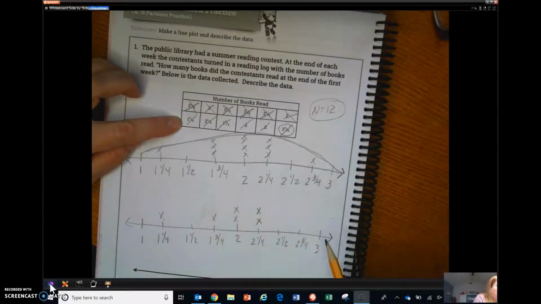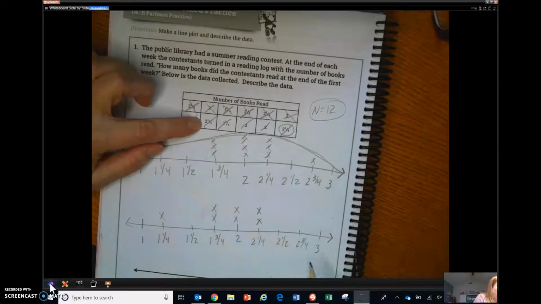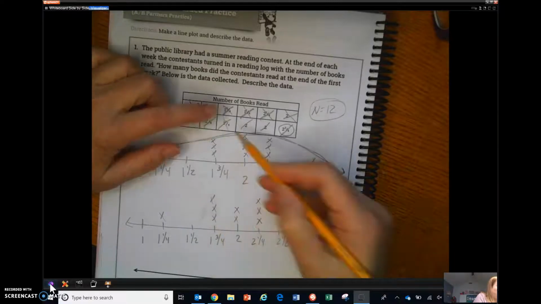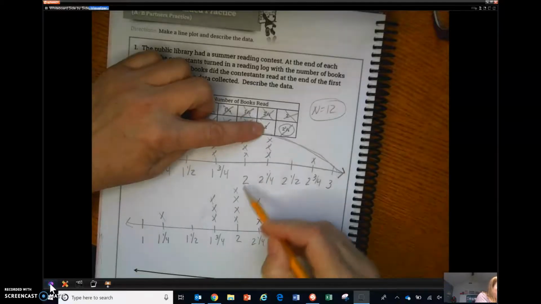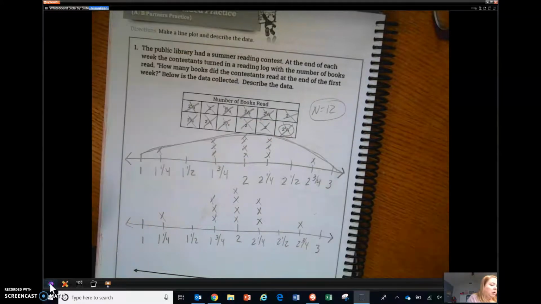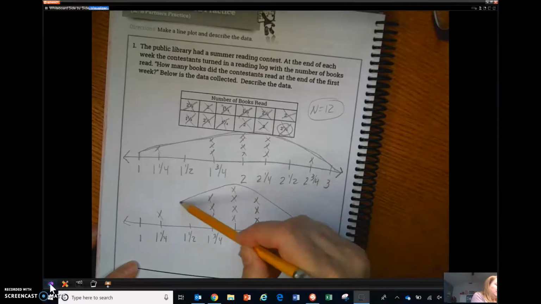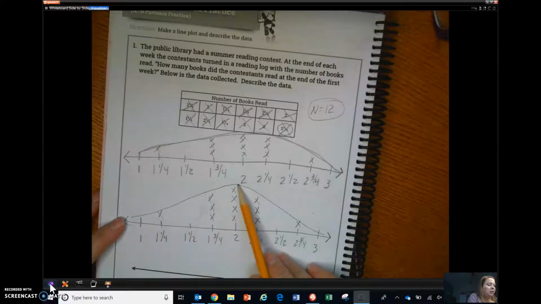1 3/4 would be right here. 2 1/4 right here. 1 3/4 right here. Oops. Another 2, another 2, and 2 3/4. Okay, so because it goes up like a hill and comes back down, even though there's a gap here, because it gradually goes up and then back down, this would be a bell. It looks like a hill.